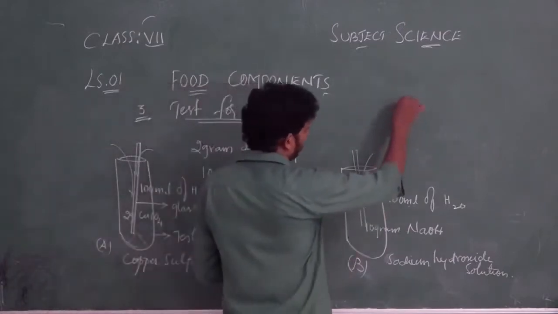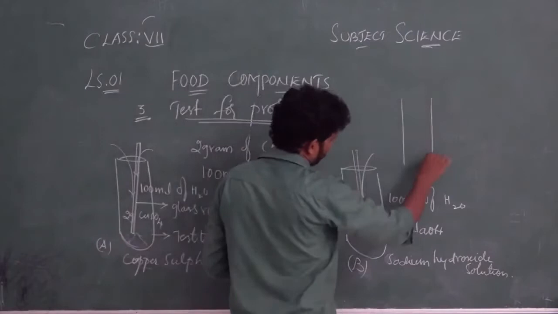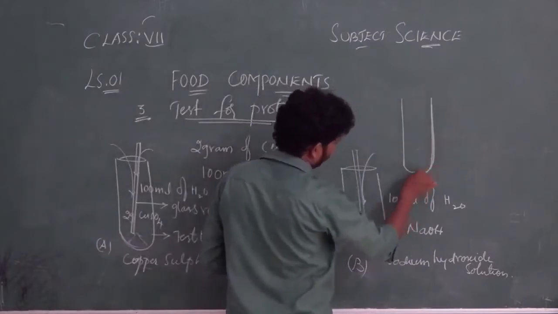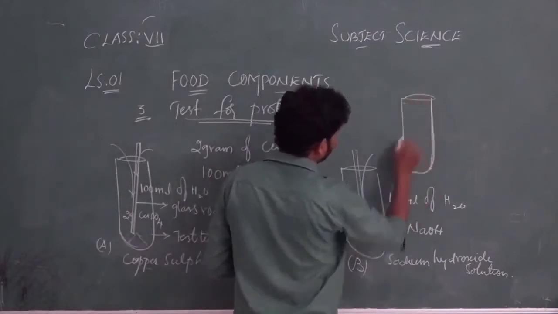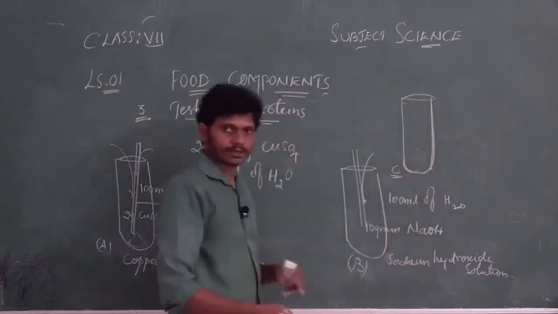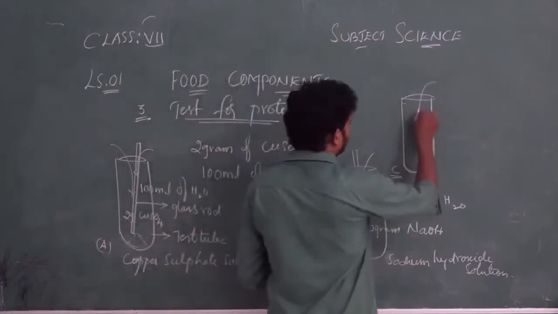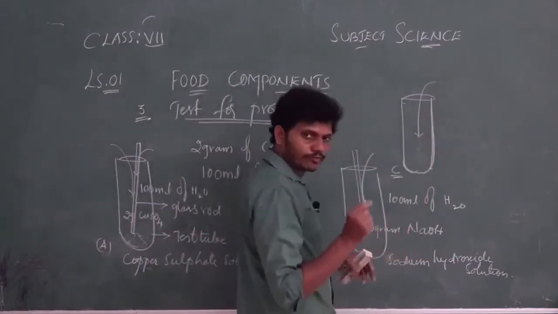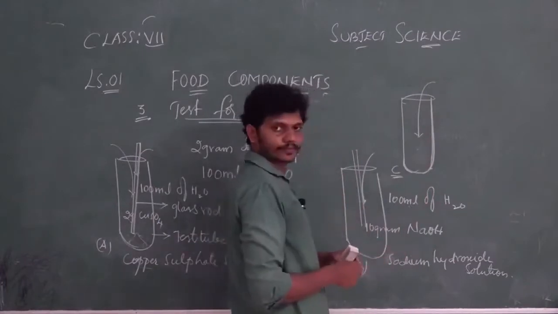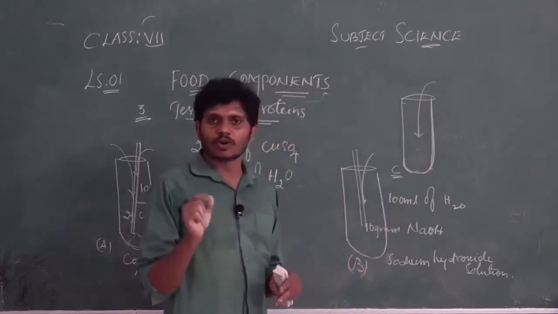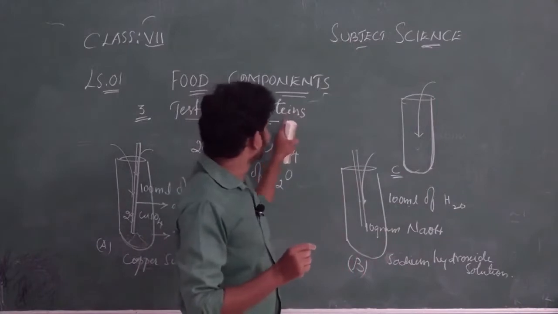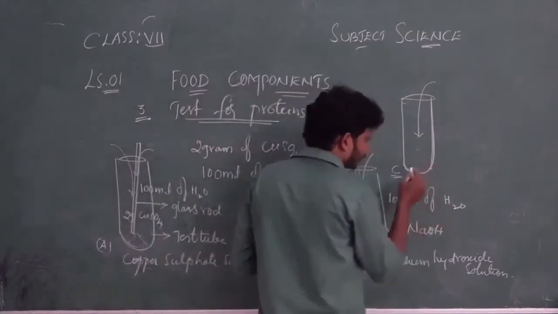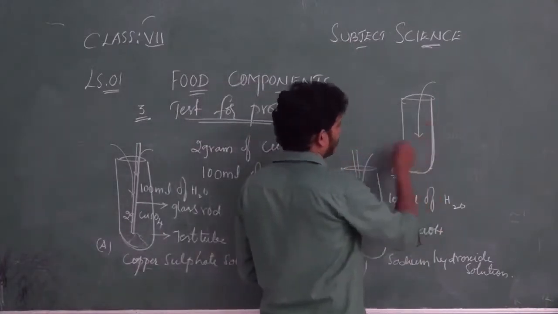Now, first, take the other test tube. This is the other test tube I have taken, test tube C. And first, what sample do you want to test for proteins? Take that and crush it.